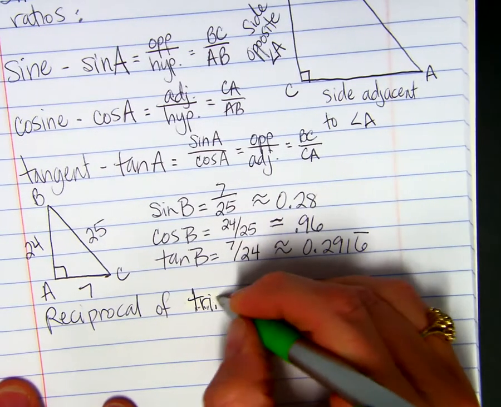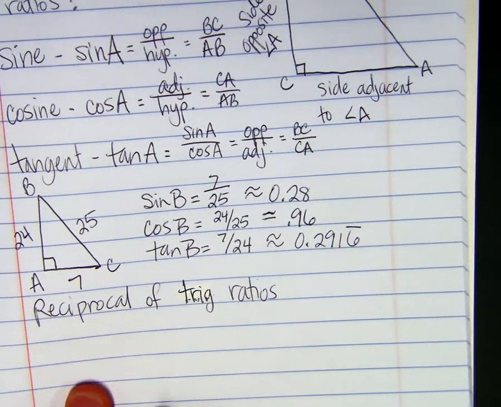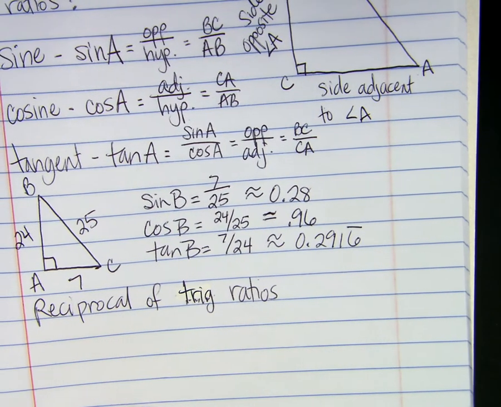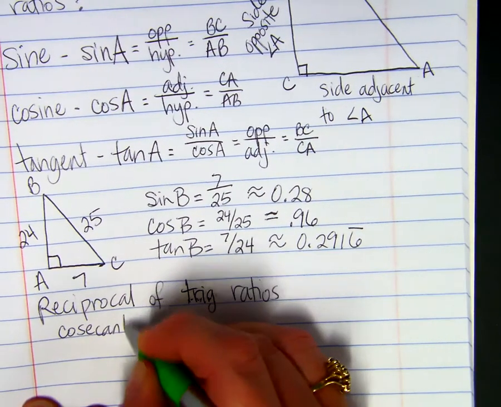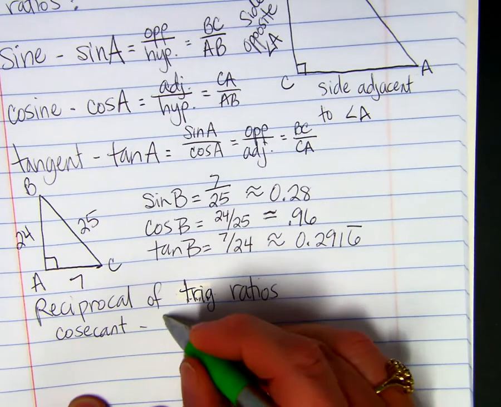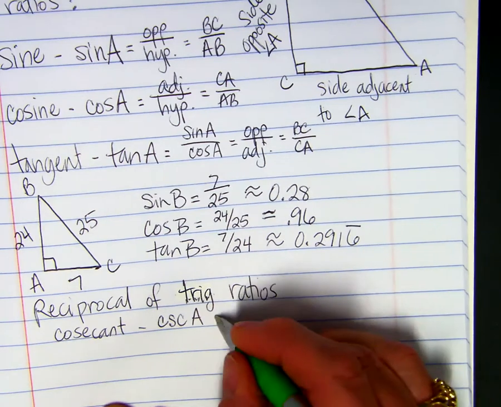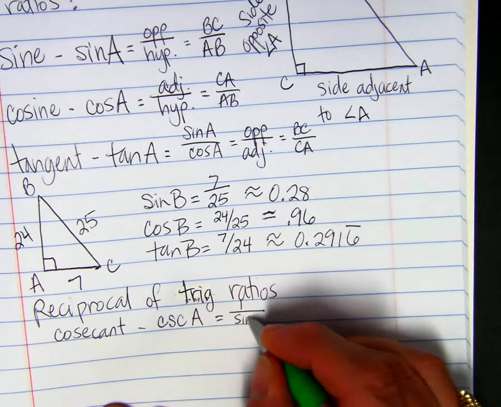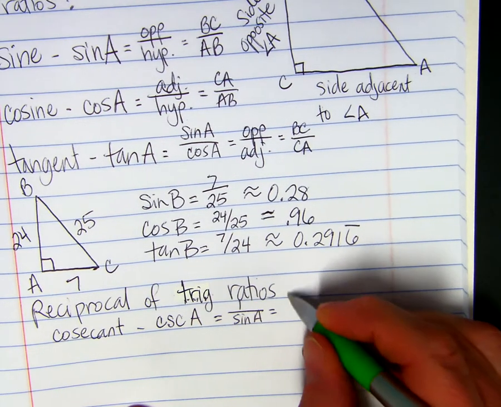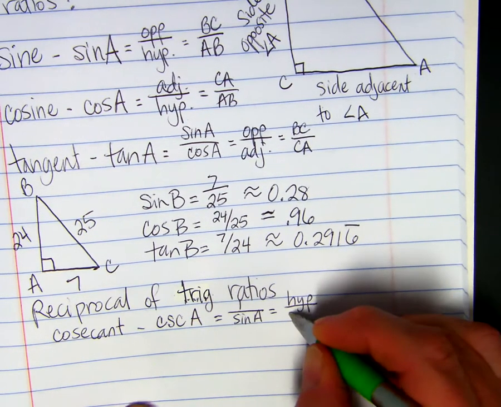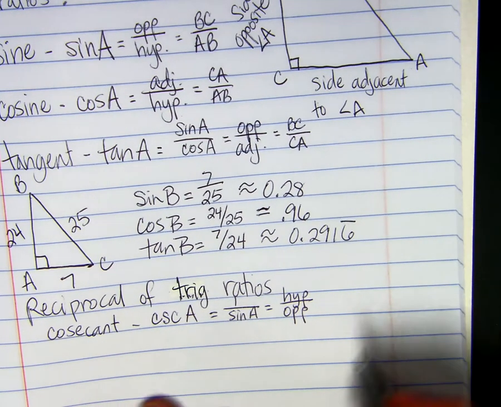Trig ratios. A reciprocal is just when you take a fraction and turn it upside down. So the cosecant, we use CSC of A, is just 1 over the sine of A. Or if you take the hypotenuse and divide it by the opposite leg, that would be the reciprocal.